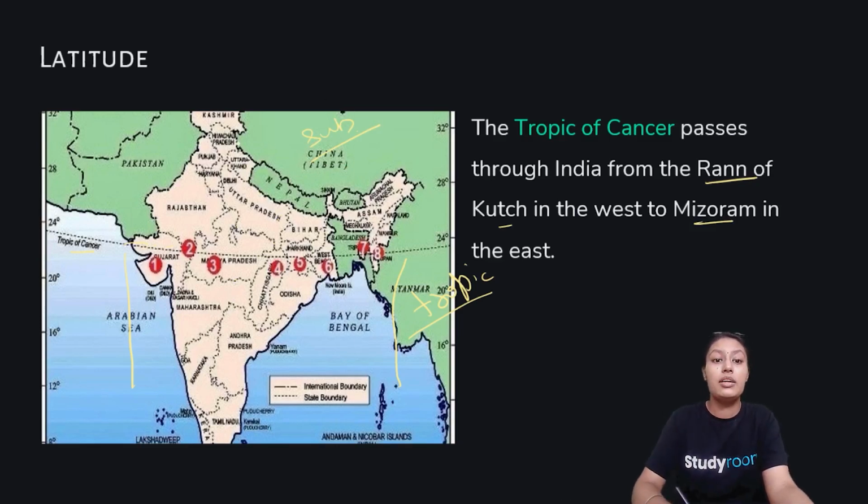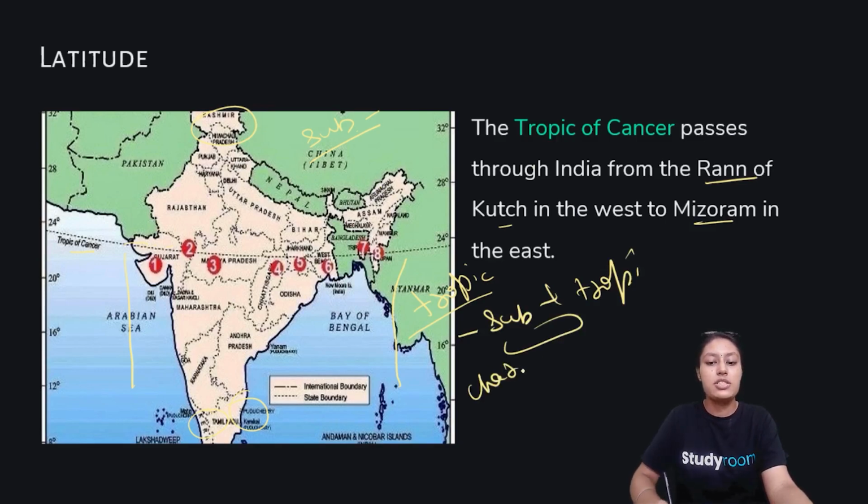For example, the climate of Kashmir will not match the climate of Kerala or Tamil Nadu. Why is that so? Because these two are different, separated by the Tropic of Cancer, which leads to the southern states having a tropical climate and the northern states having a subtropical climate. So we have characteristics of both. Very important to understand: we have subtropic plus tropic, so we have characteristics of both.